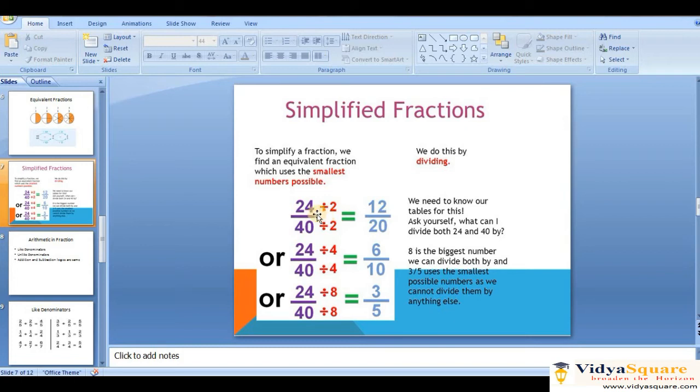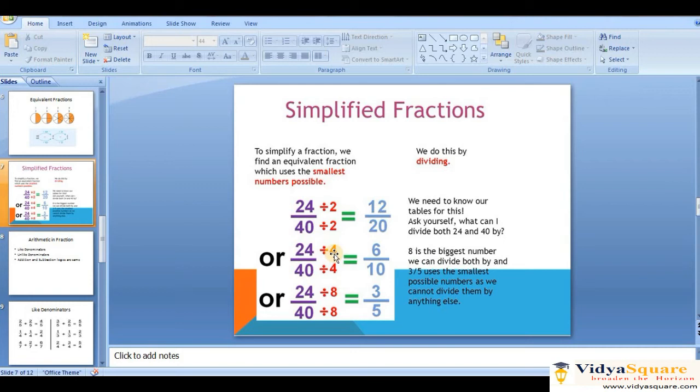So here in our example we have 24 by 40. So we will divide both these numbers, 24 and 40, by 2. So now they become 12 by 20. Or I can find another number which is common between 24 and 40.